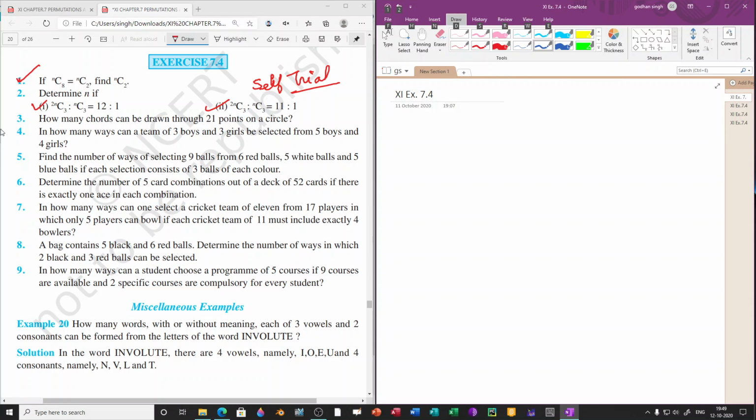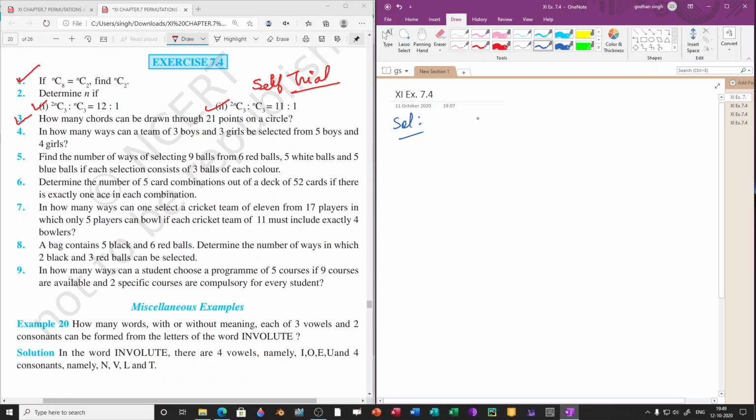Exercise 7.4, question number 3. How many chords can be drawn through 21 points on a circle? So solving question number 3, we know that whenever there are two distinct points on a circle and we join them, the line segment joining them is known as a chord. So 2 points are required to get a chord. And since there are 21 points, so the number of chords which are possible will be 21C2. So it's a very simple question.